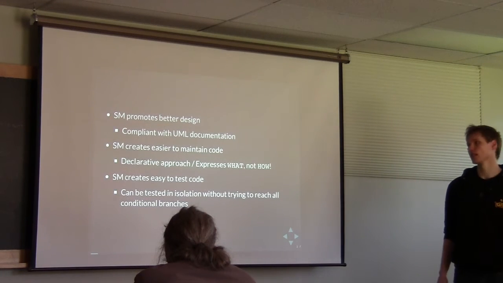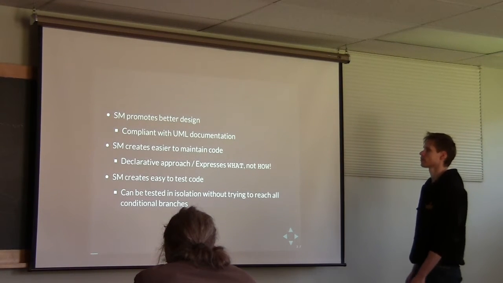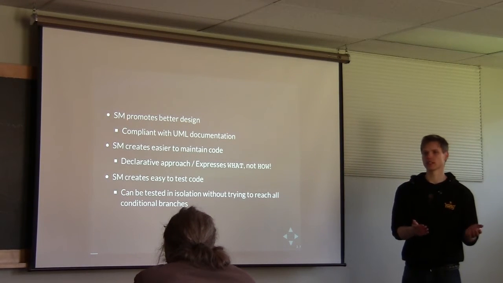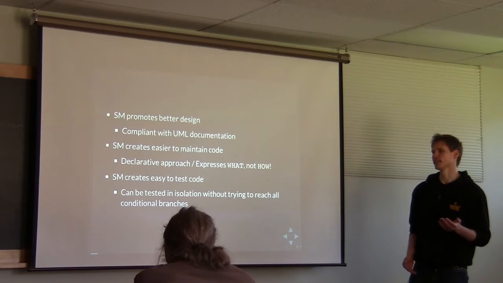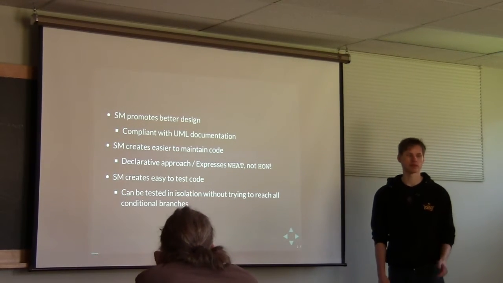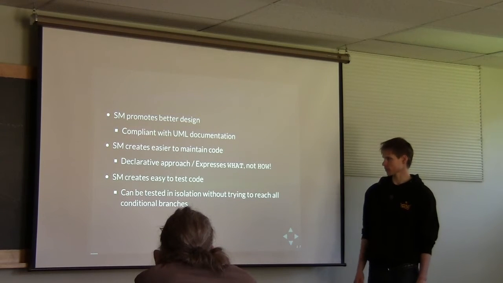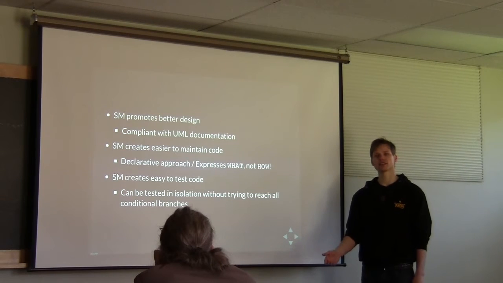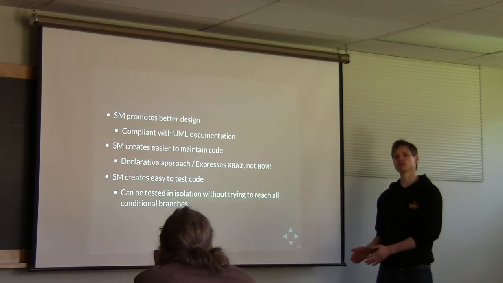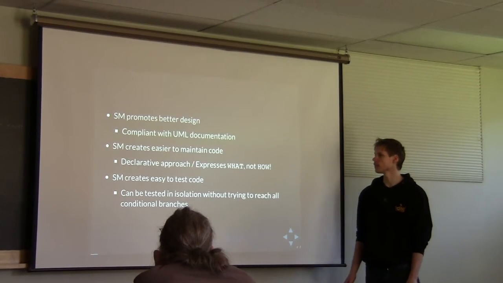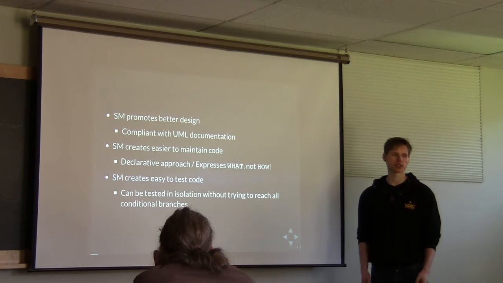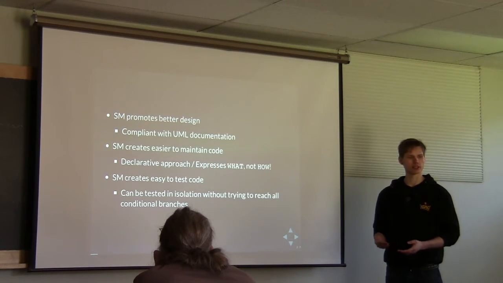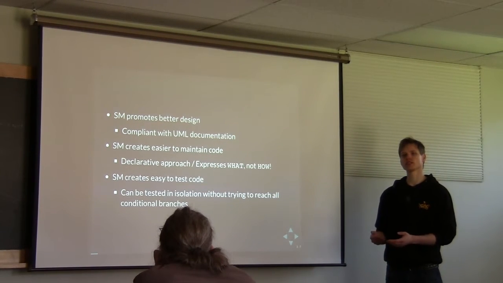However, it may improve our code, because it promotes better design, because we can be in sync with the UML state machine diagram, which was done by our designers. We can create easier to maintain code, because it's declarative, so we express what, not how. That we will see later. And it creates easy to test code, because it's quite easy to get into the state, change stuff. We don't have to cover all the branches.